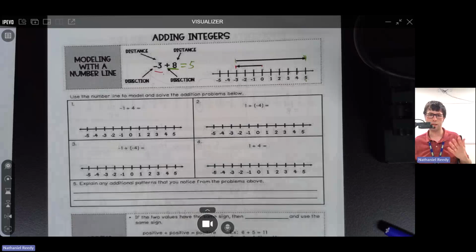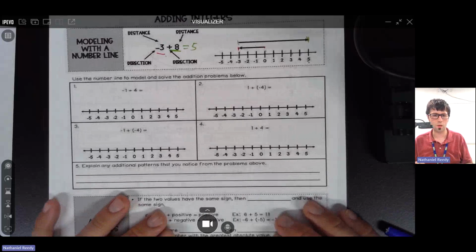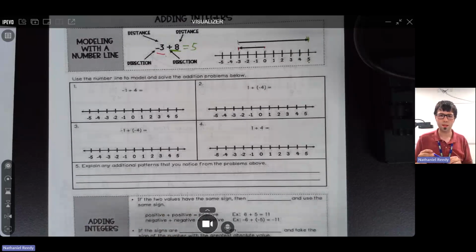So if you need to pause and think about that or rewind it and watch it again, you can. In the meantime, I'm going to go down and do 1 and 3, and see if you guys can do number 2 and 4.